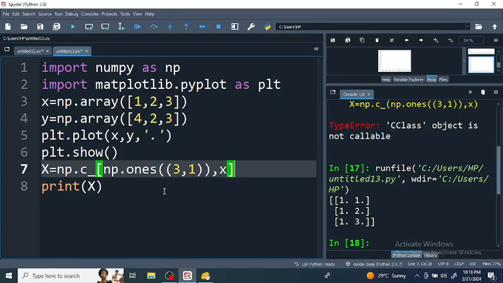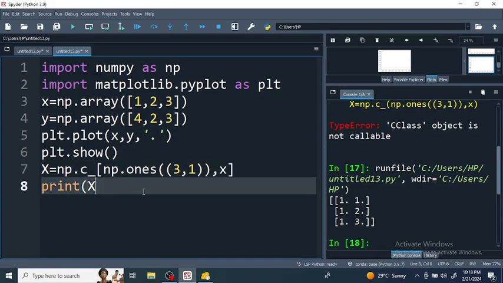Now next we want to find b by using the normal equation. So b is equal to, first we want to write X^T. We can use capital X.T, then we find the transpose of the matrix X, then we multiply it with dot X.